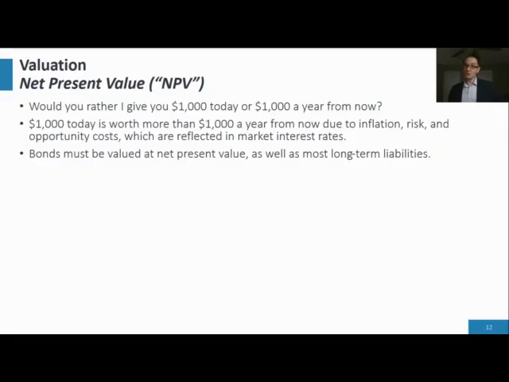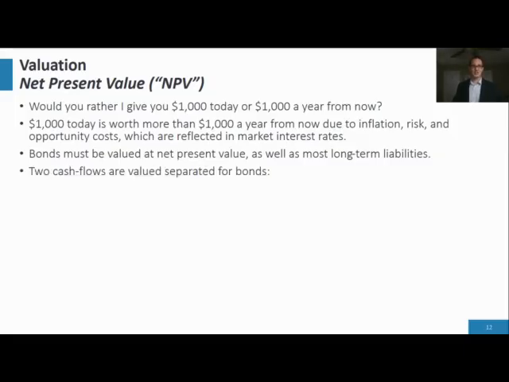We can use this concept all throughout finance. It's a key concept. Highly recommend memorizing it, learning it, spending time on it now before the rest of your classes, because it's going to come back over and over again. So bonds must be valued at net present value, as well as most long-term liabilities.